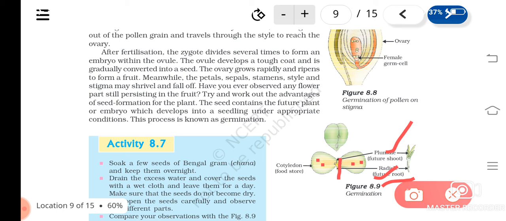So seed consists of what? Seed coat, then what? The cotyledons. What is the function of cotyledon? It helps to give the nourishment, right? And also you can see the embryo, that contains a future shoot, or the plumule, and a future root called the radicle. So this is the structure of a seed.